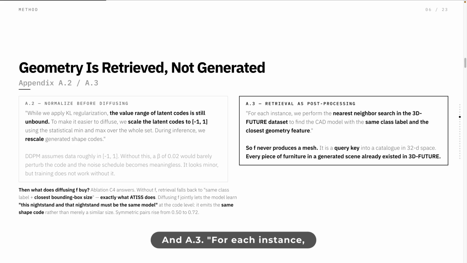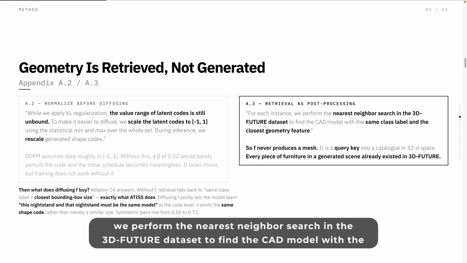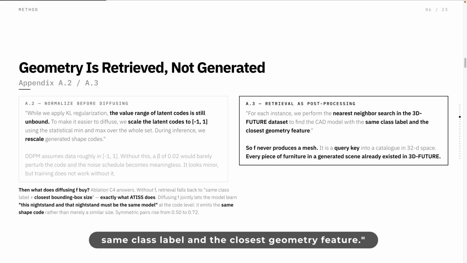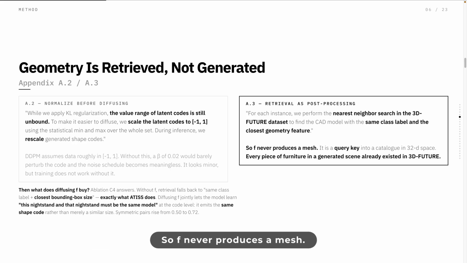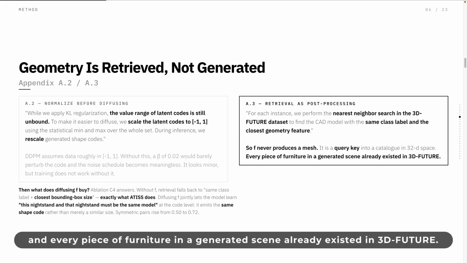And Appendix 3, for each instance, we perform the nearest neighbor search in the 3D-FUTURE dataset to find the CAD model with the same class label and closest geometry feature. So it never produces a mesh. It's a query key into a 32D catalog, and every piece of furniture in a generated scene already existed in 3D-FUTURE.